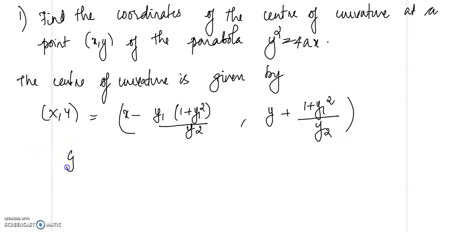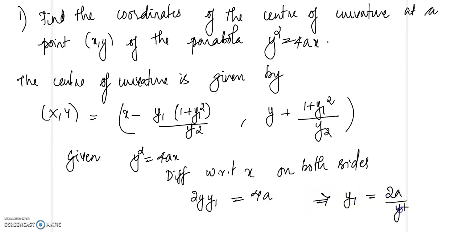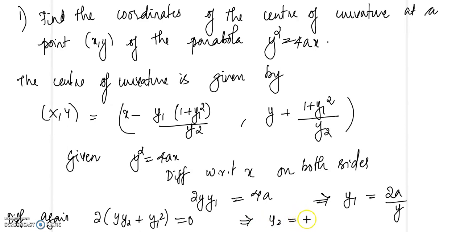So we have y square equal to 4ax. Let us differentiate this implicitly. Differentiating with respect to x on both sides, that will give 2y y1 equal to 4a. Therefore y1 will be equal to 2a by y. Differentiating again, that is going to give 2y y2 plus y1 square equal to 0. So that implies y2 is minus y1 square by y. So we can substitute the value of y1 square into this.